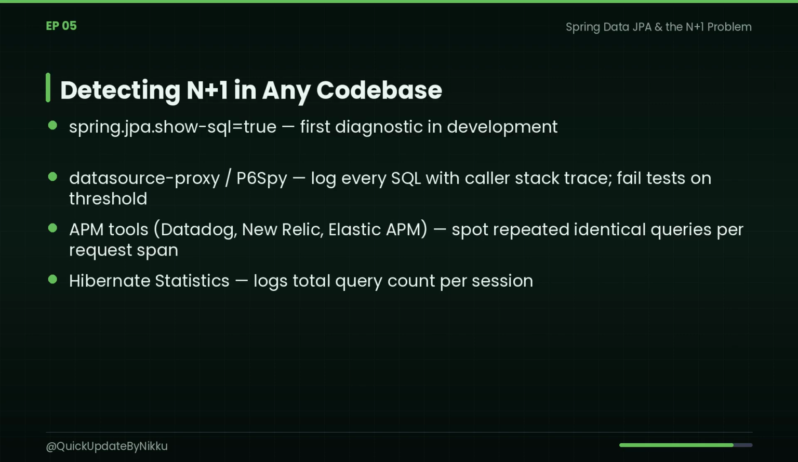Detection comes before cure. In development, SQL logging is your quickest tool. Datasource proxy goes further by letting you write an integration test that asserts exactly one query fired, causing the build to fail if N+1 regresses. In production, APM tools reveal the N+1 fingerprint as the same query template repeated many times within one request trace, each with a different parameter value.